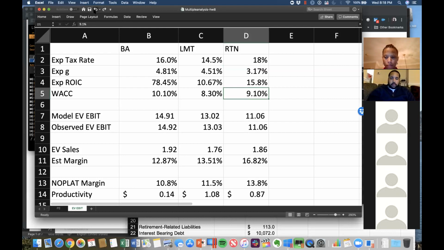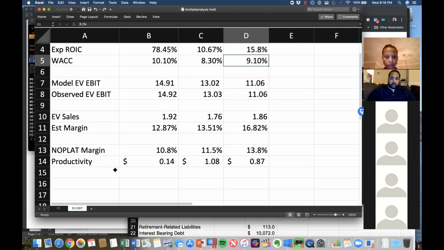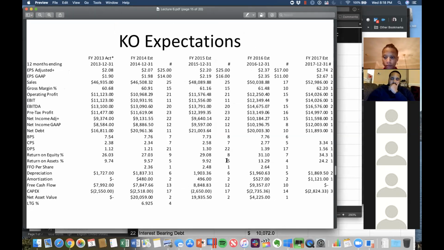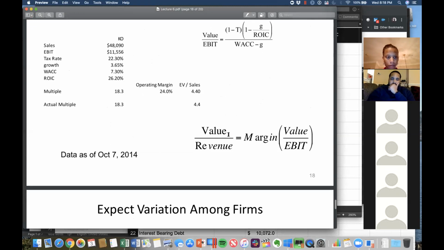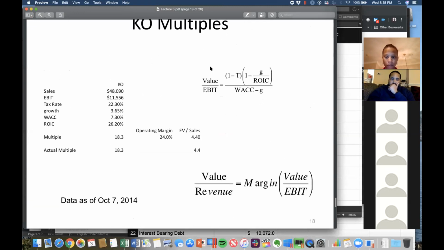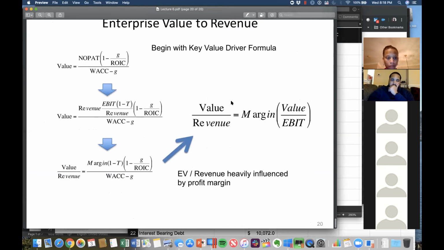Okay. The other thing that people tend to focus on in multiples is margin. And again, going back to the video, what I was trying to show you is that enterprise value, this formula, enterprise value to EBIT, basically, when you do the rearranging of the math, the key value driver formula, this is the rearranging of the math that gets you to the enterprise value to sales ratio, enterprise value to EBIT ratio.